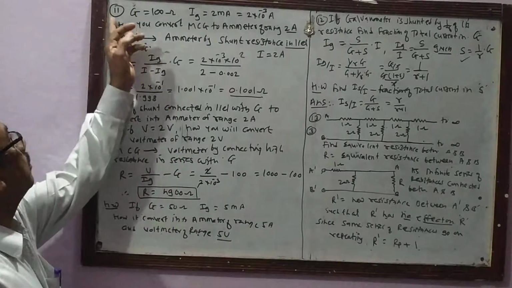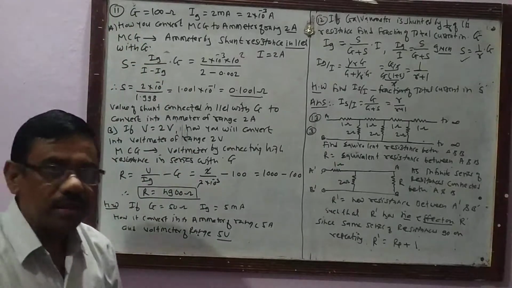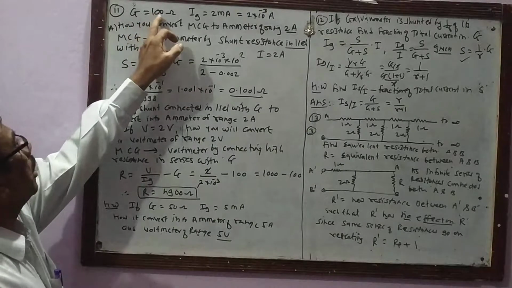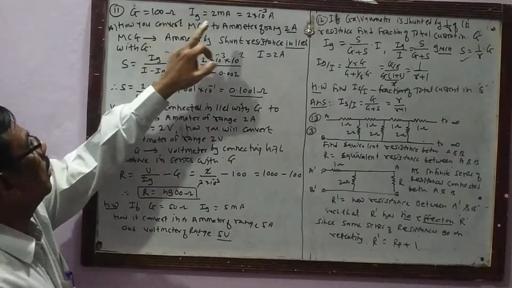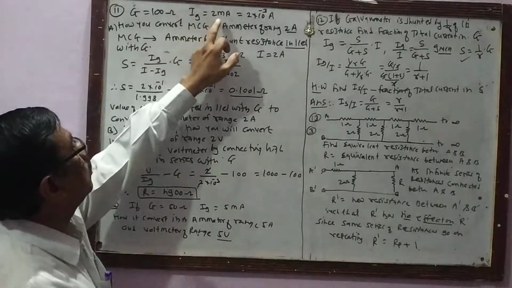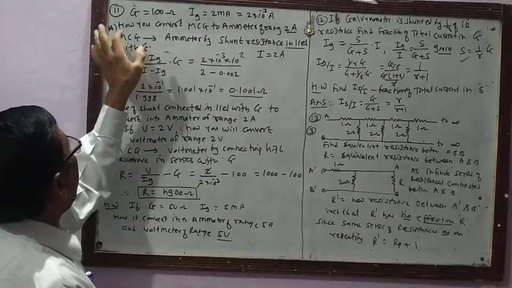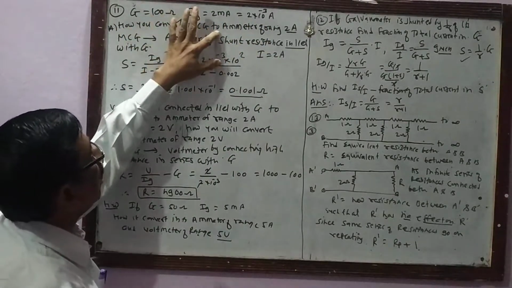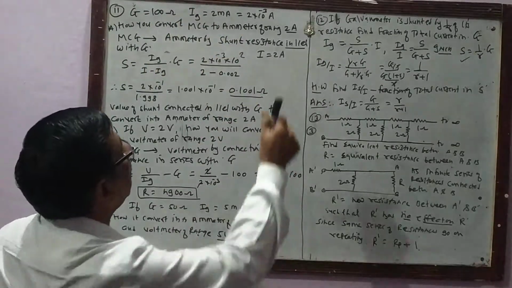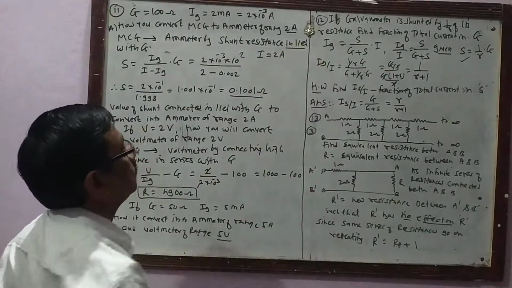Now this is problem number 11. What is the problem here? The resistance of the galvanometer is given as 100 ohm. The current flowing through the galvanometer is 2 milliampere, that is 2 into 10 to the minus 3 ampere. How will you convert a moving coil galvanometer into an ammeter of range 2 ampere?